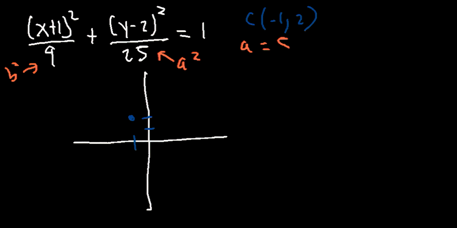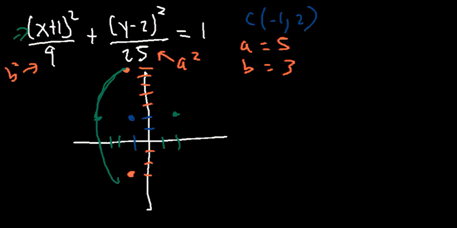So that means a is 5 and b is 3. So a is under the y, so we need to go up 5 units. 1, 2, 3, 4, 5. And then down 5. 3, 4, 5. B is associated with x, so we need to go 3 units to the right, and then 3 units to the left, and then connect the outer points. So that's our ellipse.